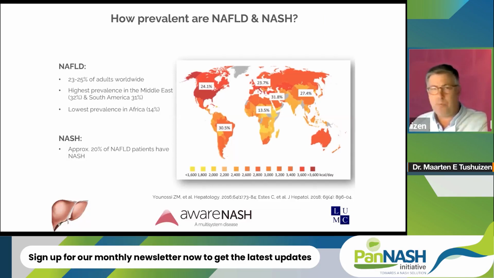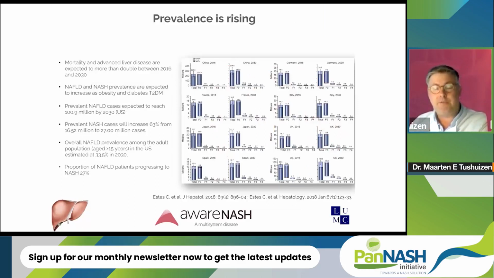The problem with these figures is that the prevalence is rising. If we model the epidemic of NAFLD, it demonstrates an exponential increase in burden of disease, and it is expected to increase in parallel with the epidemics of obesity and diabetes. So this also has several other effects.